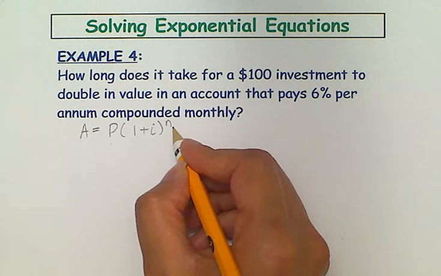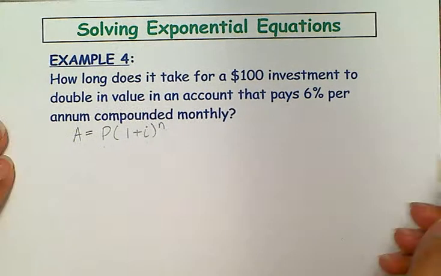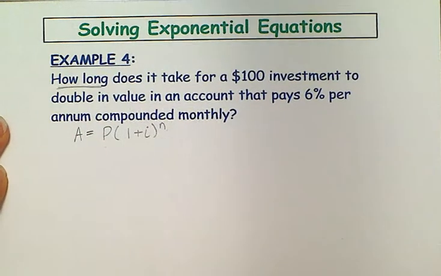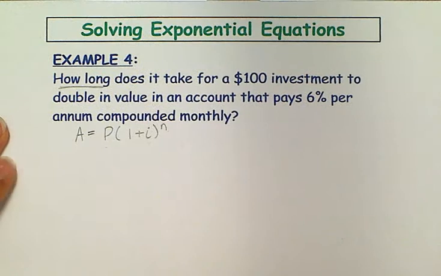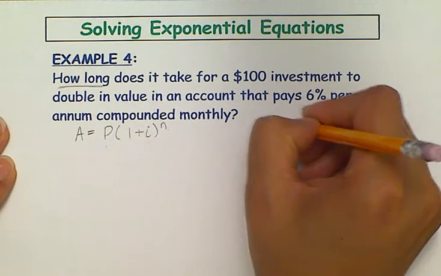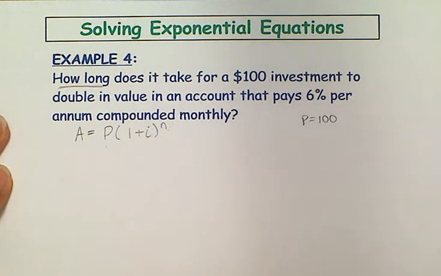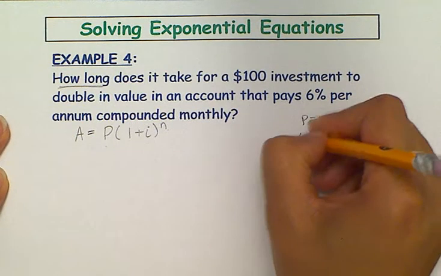Okay, so what we're asked to figure out is how long it takes, so we're looking at a time, for a $100 investment to double in value. So what that tells me is that the principal amount that we're investing is 100. And so if you're looking at double that amount, then the accumulated amount would be 200.